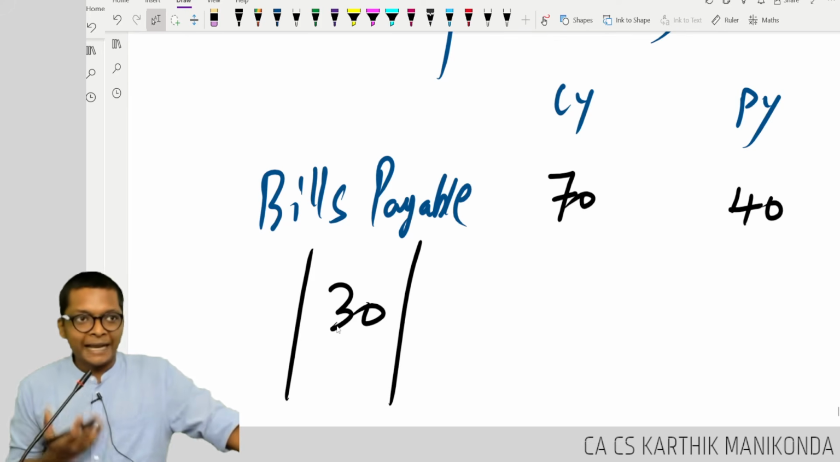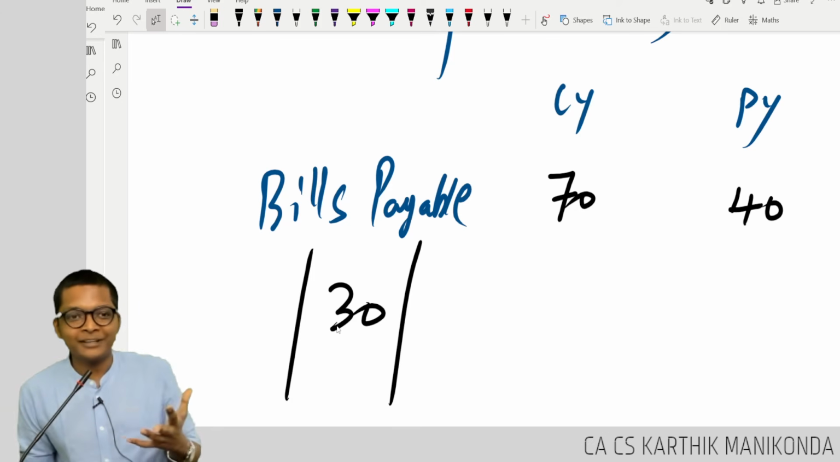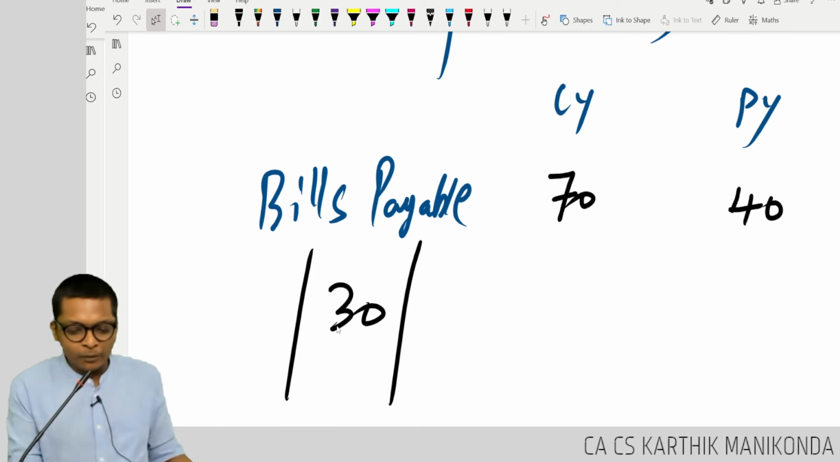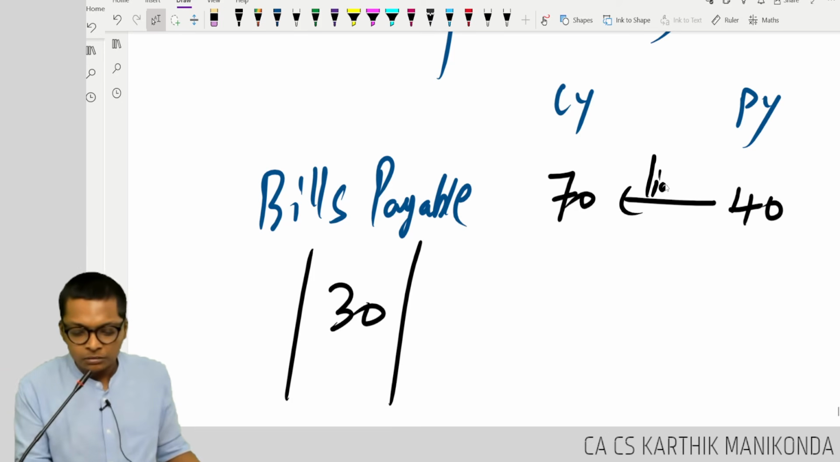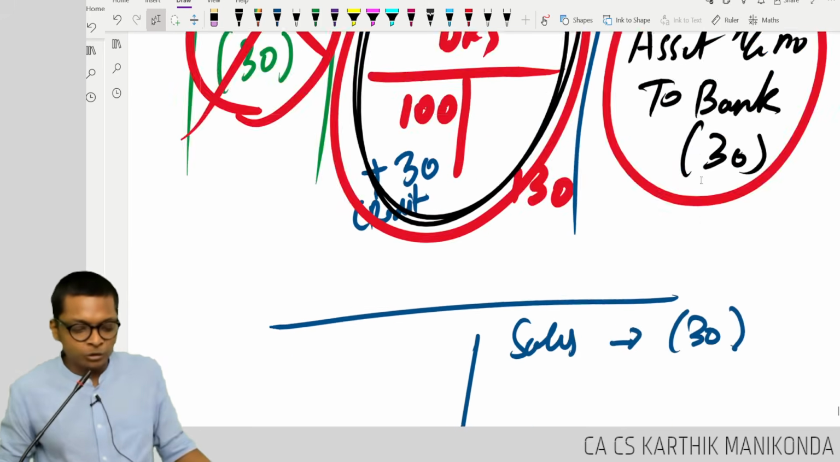Without bracket. I don't know what method you used. Let me show you in all 3 methods now. First method, what is it? Formula. Formula, what is happening? Liability increase. Go to the formula.